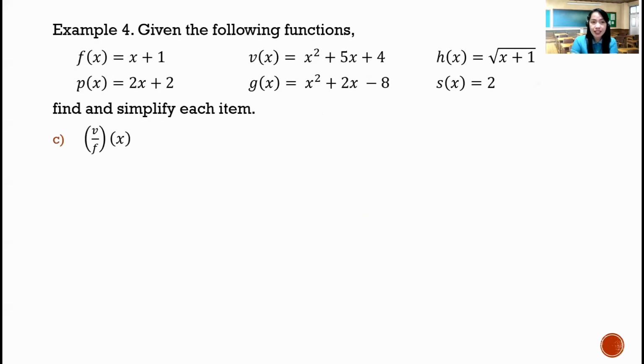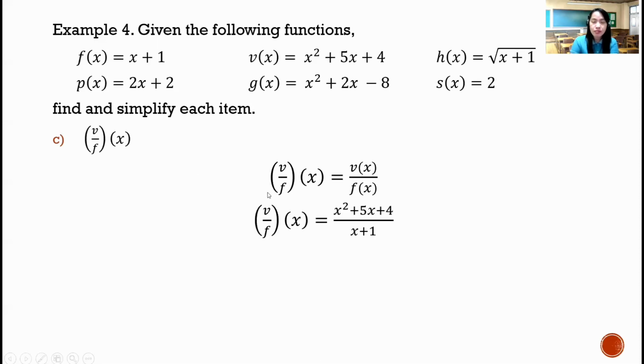And then letter C, we have here v over f of x. Ibig sabihin, we're going to apply the definition on division on functions. Ang gagamitin natin na function ay v of x and then f of x. So from the definition, that is equal to v of x divided by f of x. Ang dividend ay v of x, the value of v of x, which is x squared plus 5x plus 4. And then ang divisor natin ay f of x, which is x plus 1. So substitute the values of the functions.